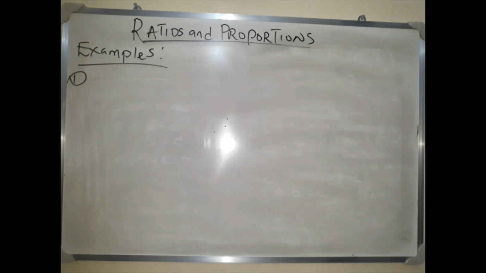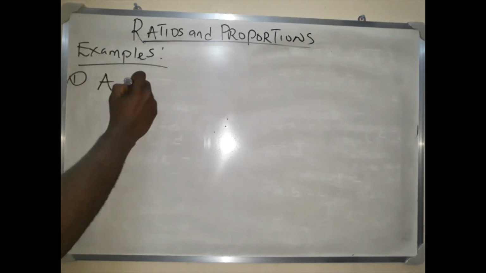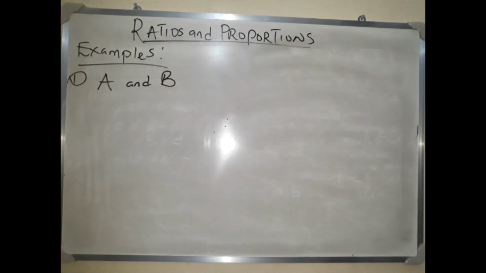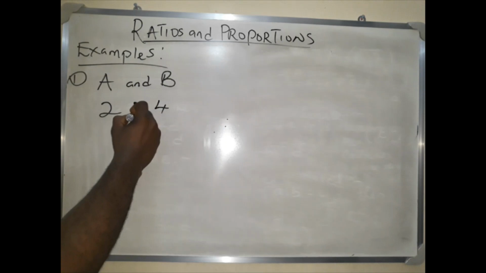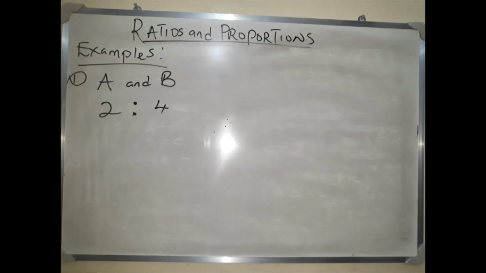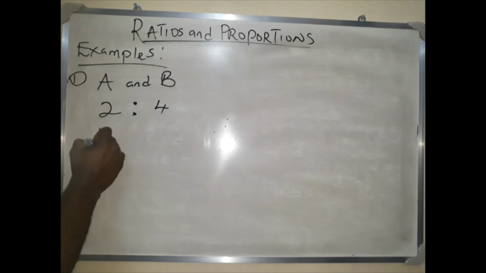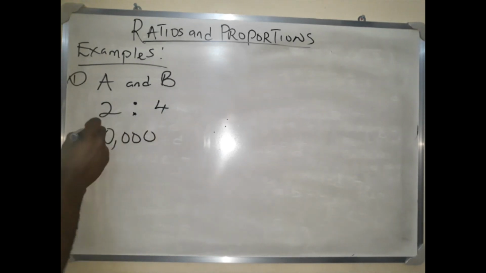Now, the first question says that suppose some persons, Mr. A and B, start a partnership business, and they decide to divide the profit between them in the ratio 2 to 4. Now, if the total profit is $10,000, what will be their part of the profit?